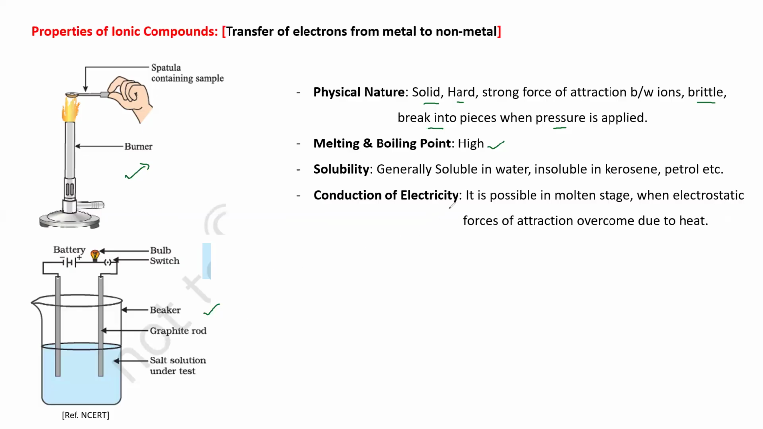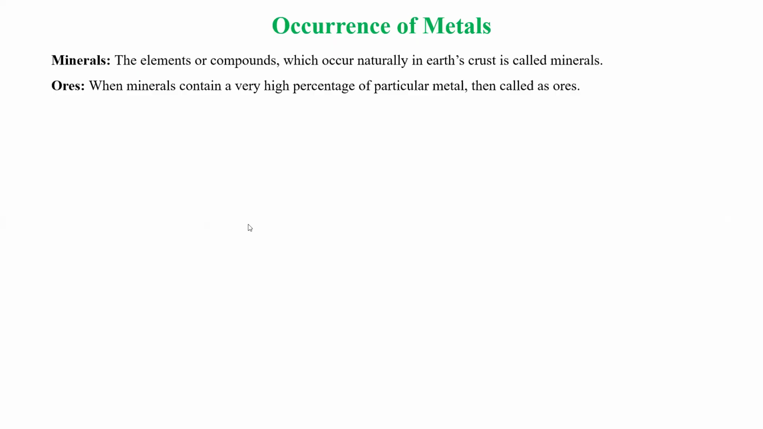So electricity will be conducted here in which stage? In the molten stage. When heat is supplied, the electrostatic force of attraction is overcome, and finally the ions are separated. Due to that, electricity is conducted, and finally this bulb is going to glow in this activity.